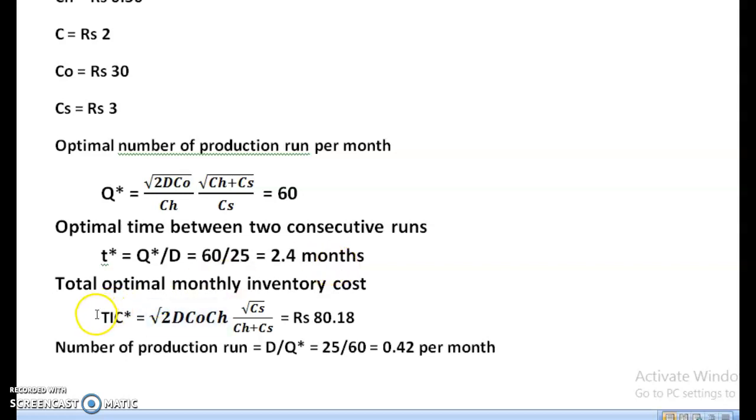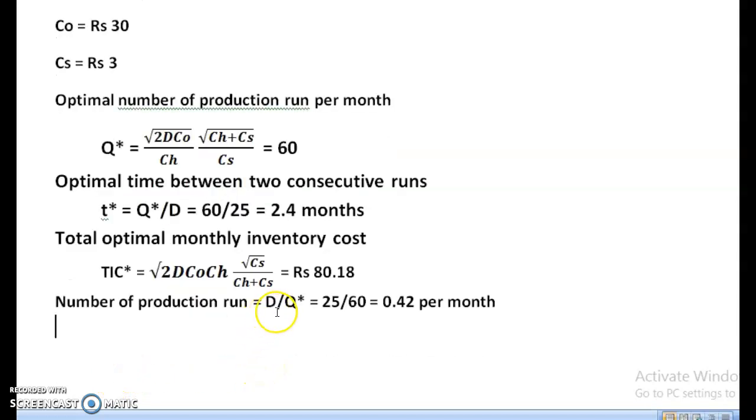Next, total optimal monthly inventory cost, or TIC optimal, is equal to square root of 2DCOCH into square root of CS divided by CH plus CS. Substituting all values, we get the value rupees 80.180. Next is the number of production runs. It is calculated by using the equation D by Q optimal. Then we get the final answer 0.42 per month. Thank you.